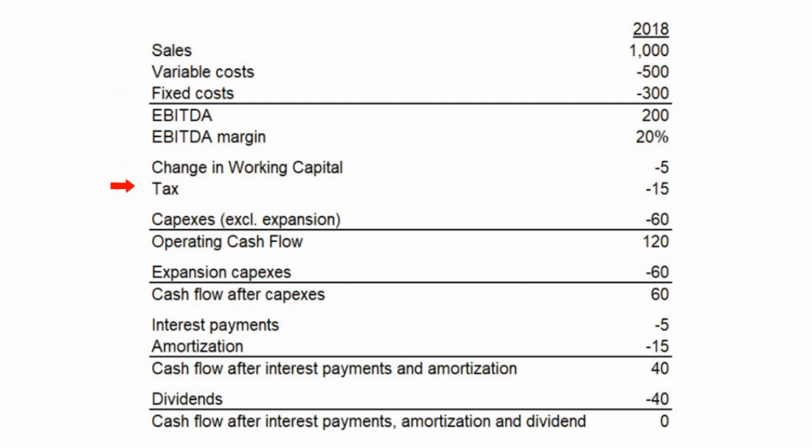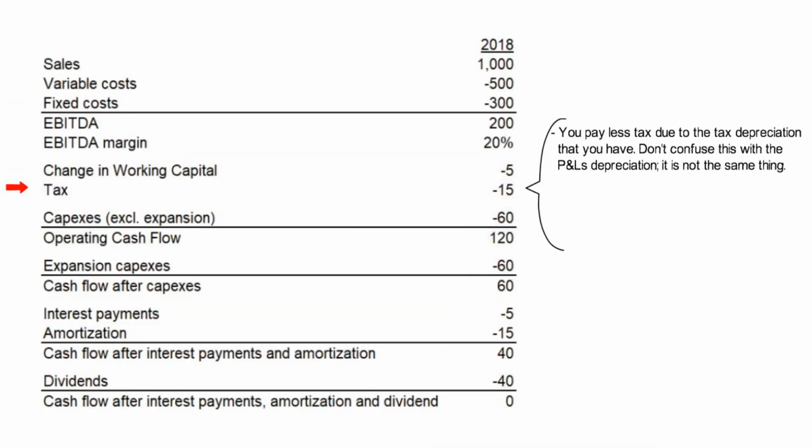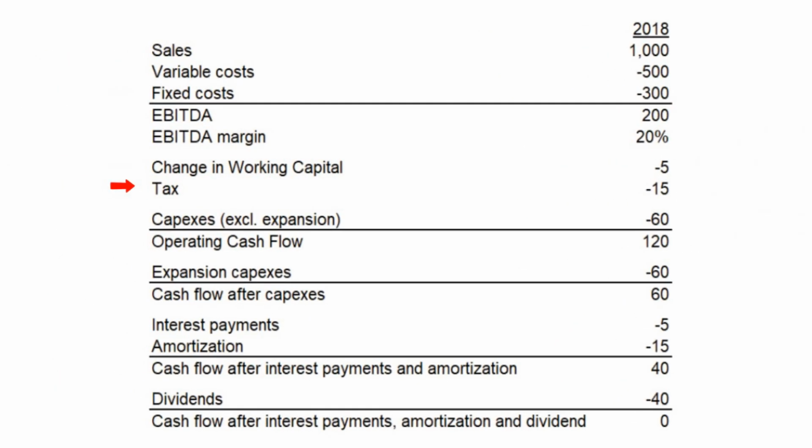But you have 2 so-called tax shields that will lower taxes paid. 1, you pay less tax due to the tax depreciation that you have. Don't confuse this with the P&L's depreciation. It is not the same thing. 2, you also have a tax shield from interest payments that you make as a company if you have debt. So taxes paid nets in this case out to the 15, we can see in the statement.